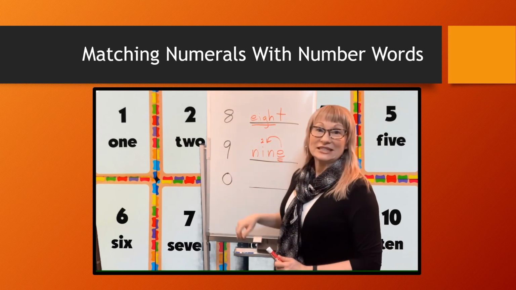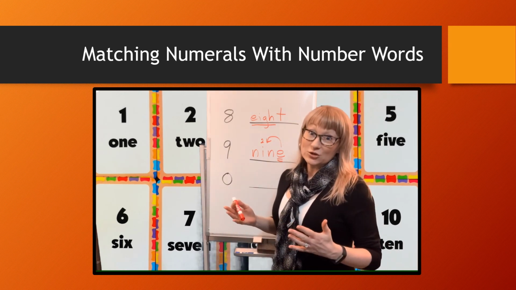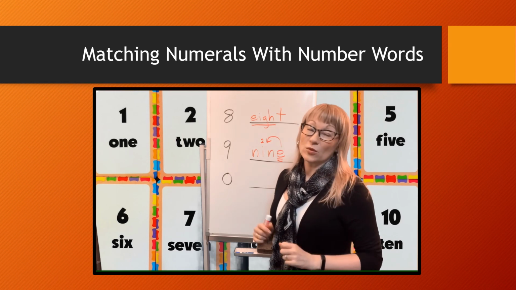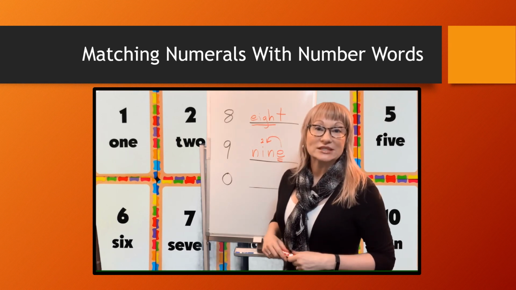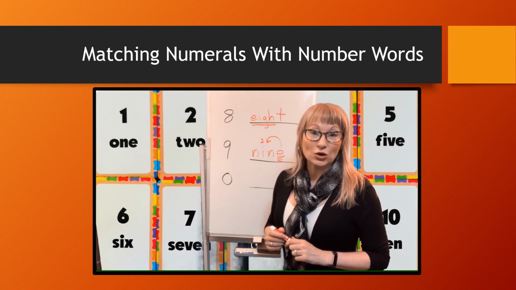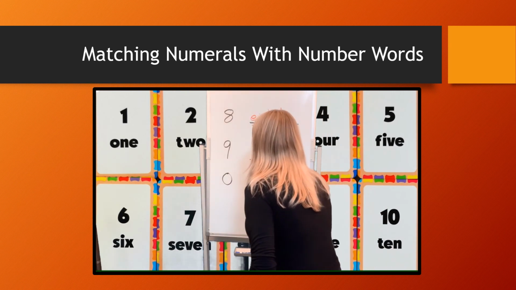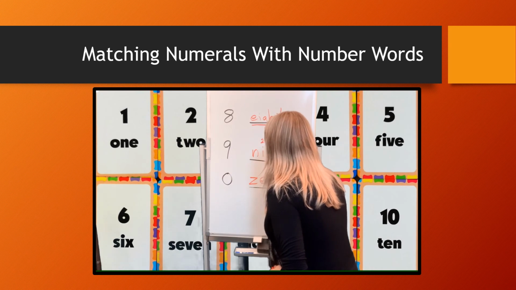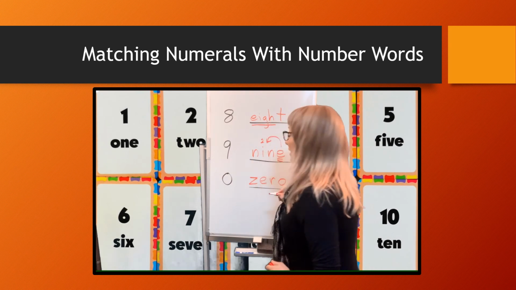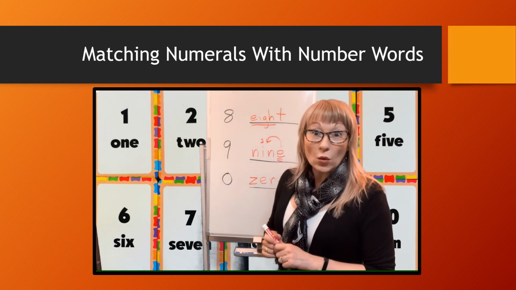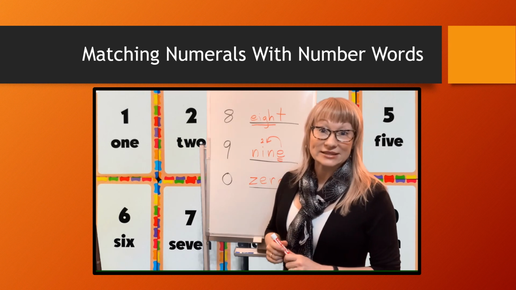Now the next one, 0. Now 0 means nothing. But we're not going to write nothing. We're going to write zero. Z-E-R-O. Now, the O is allowing that E to make its second sound.